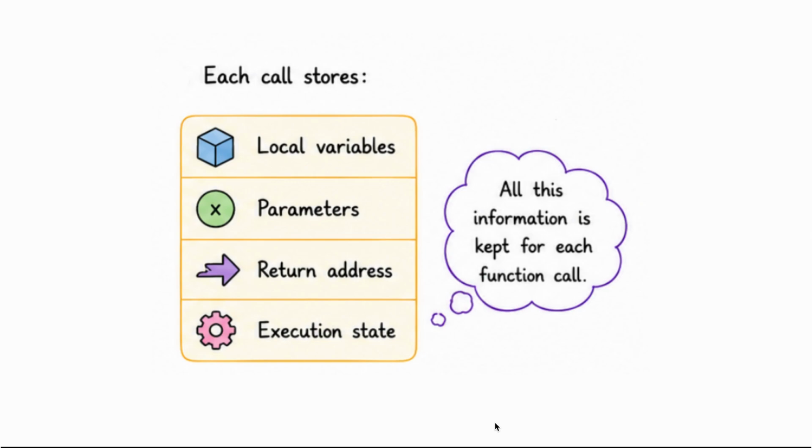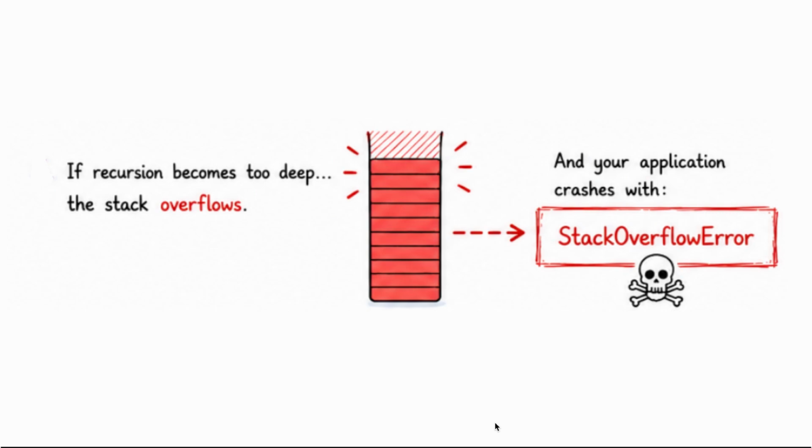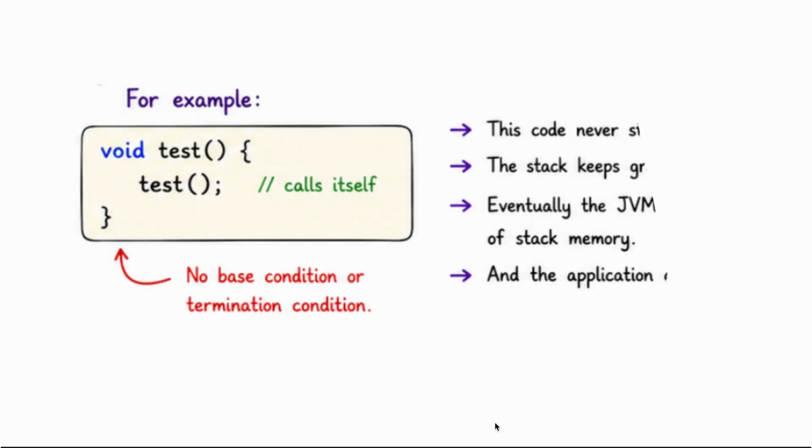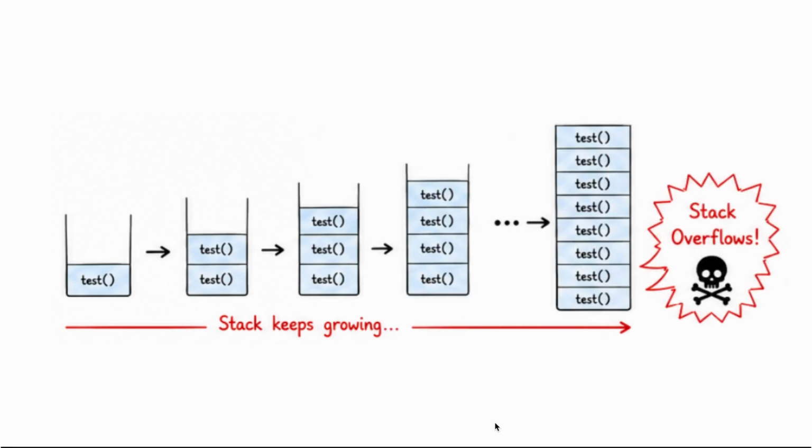And this is where recursion becomes dangerous, because stack memory is limited. If recursion becomes too deep, the stack overflows and your application crashes with a stack overflow error, right? For example, this code never stops as we have not defined any base condition, or you can say terminating condition, right? And the stack keeps growing forever, and eventually the JVM crashes. This is one of the biggest risks of recursion.